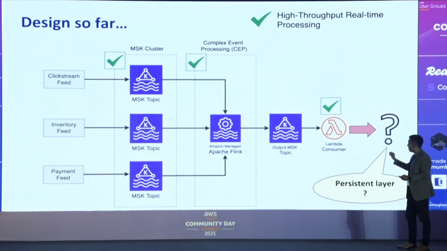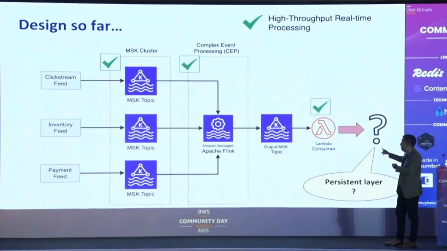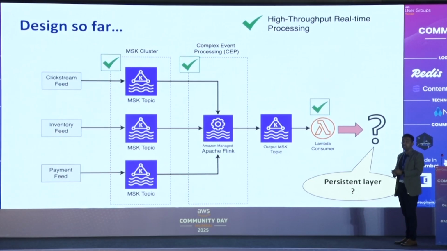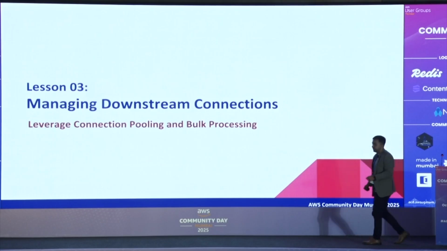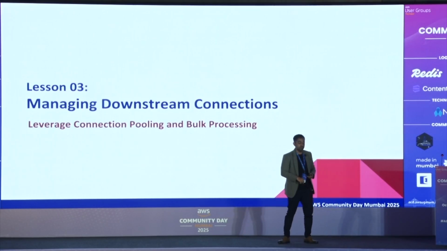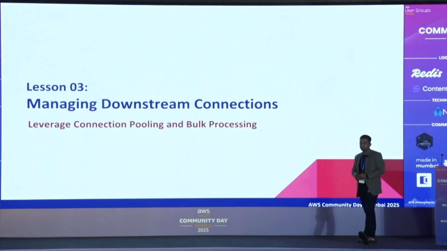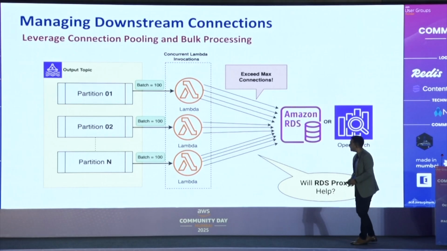Now what about the Lambda? Okay, it can process the messages. It should also maybe be persisting into a database or something. So how are you going to make that layer able to handle high throughput? That's where, this is number 3, you have to manage downstream connections. That's where you need to leverage connection pooling and bulk processing. Let me talk about that one.